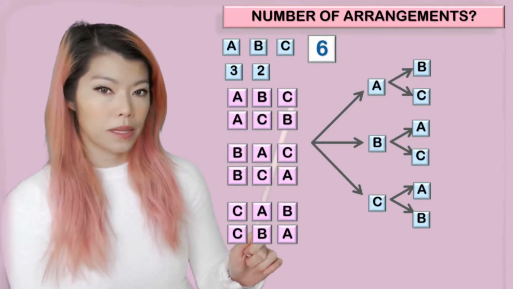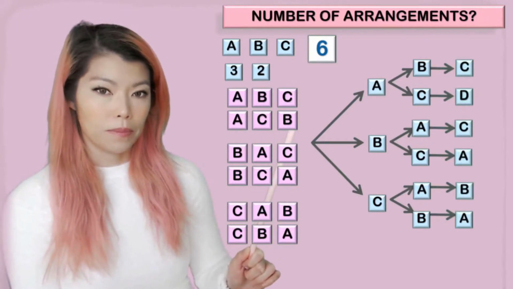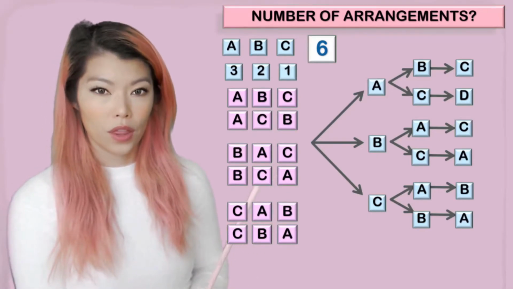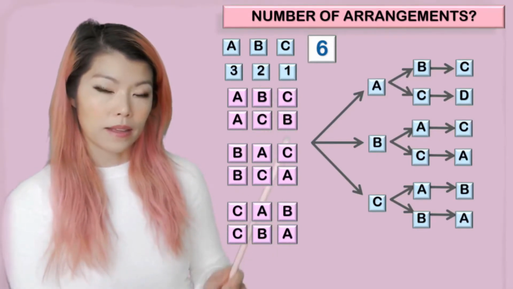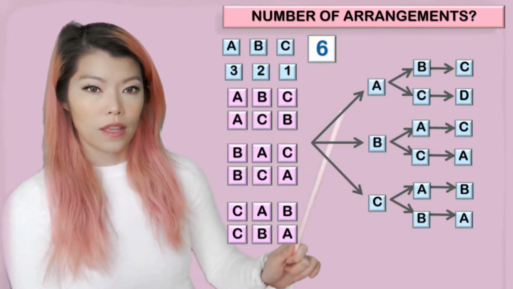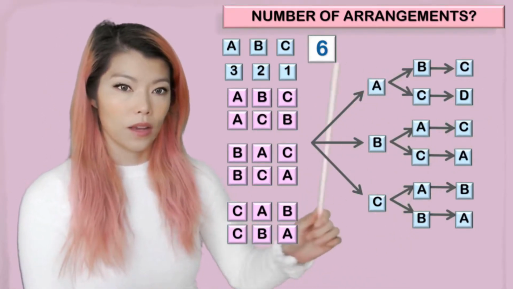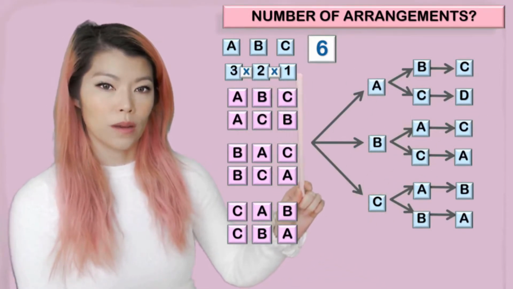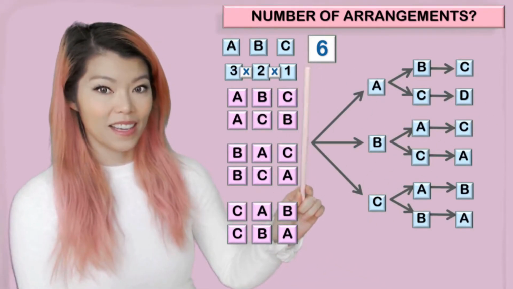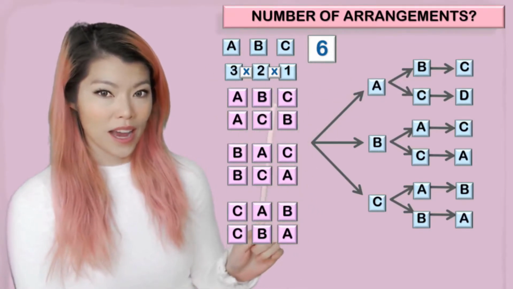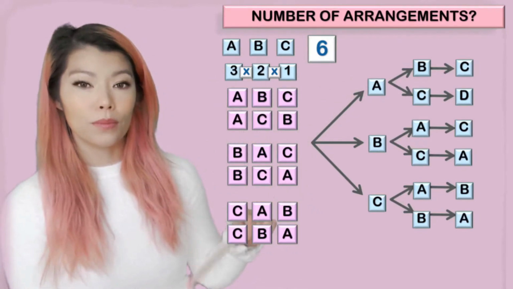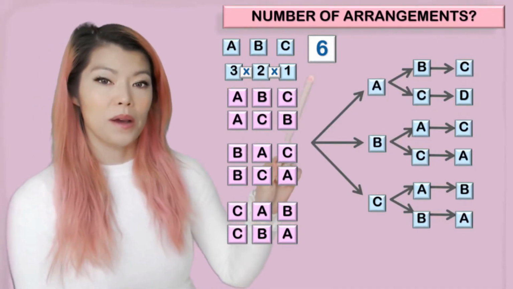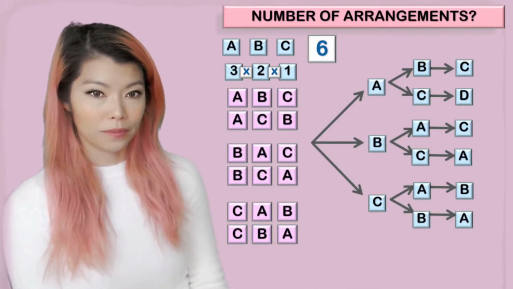A, B, we can only pick C. A, C, we can only pick B, etc. So we only have one choice left for the third space. So we have this and this and this. And we know that and means multiply. So 3 times 2 times 1 does give us 6. We found the way to work it out. So you figure out how many you can put in the first one, multiply by how many you can put in the second one, multiply by the third one.